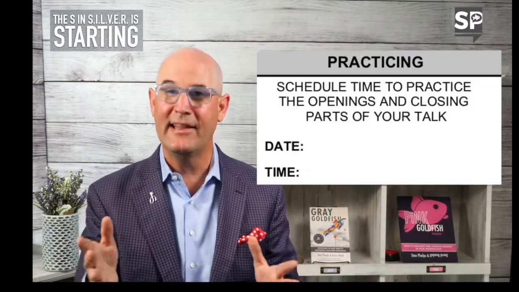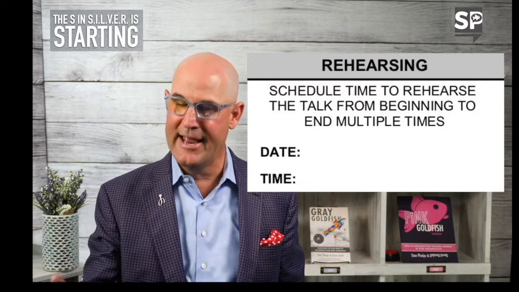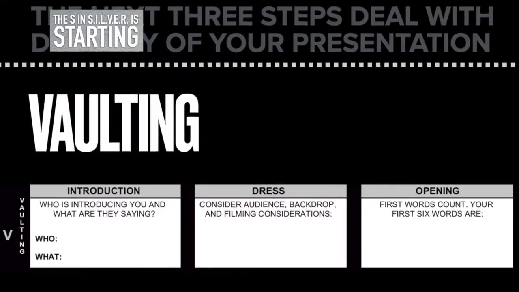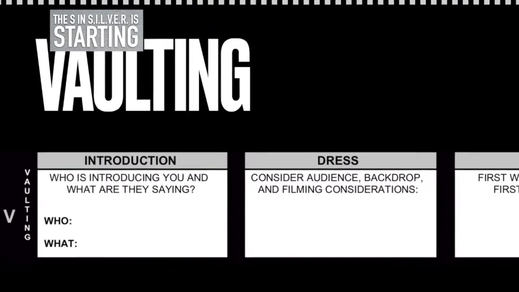Second, you need time to practice key parts. And lastly, you need to schedule uninterrupted time to rehearse your presentation from beginning all the way to the end. The next 3 elements of S.I.L.V.E.R deal with the delivery of your presentation. The V in S.I.L.V.E.R is for vaulting. Vaulting is about starting your presentation strong. First impressions matter. Make those first critical few minutes count.